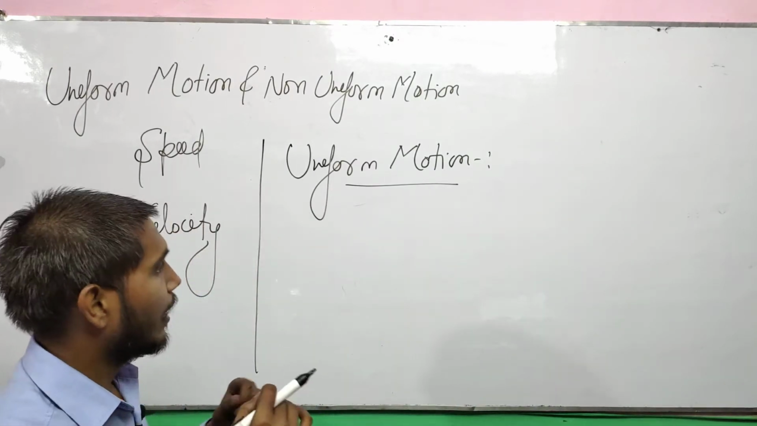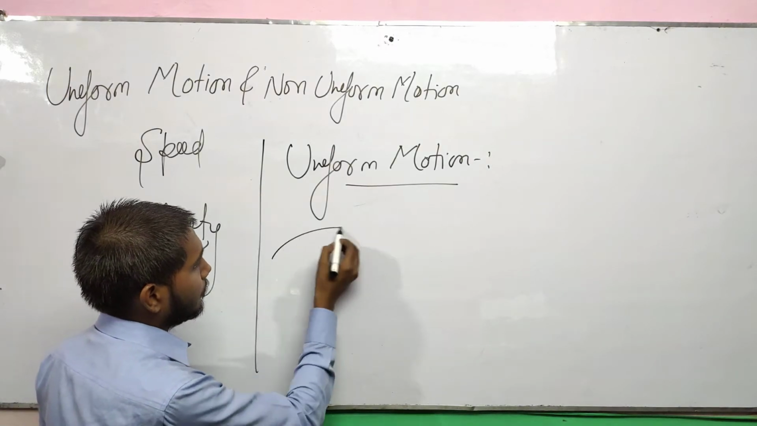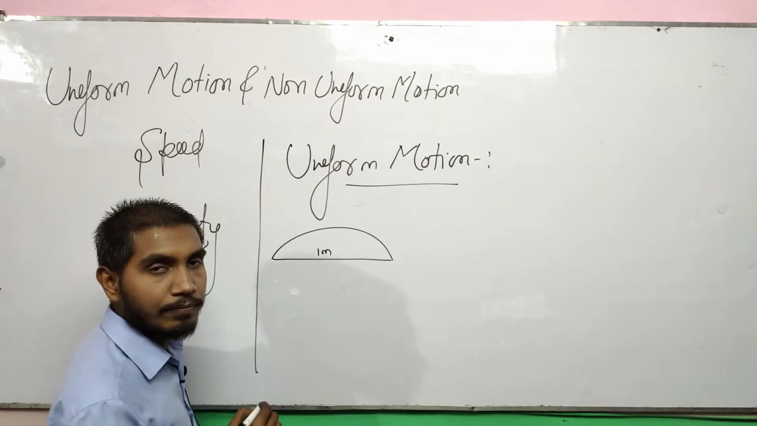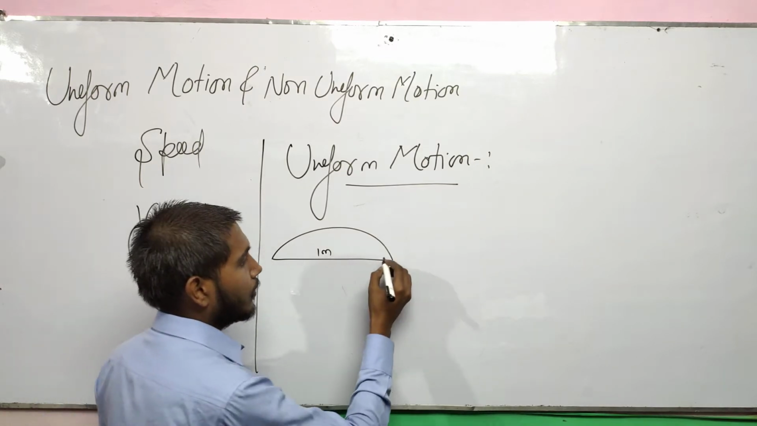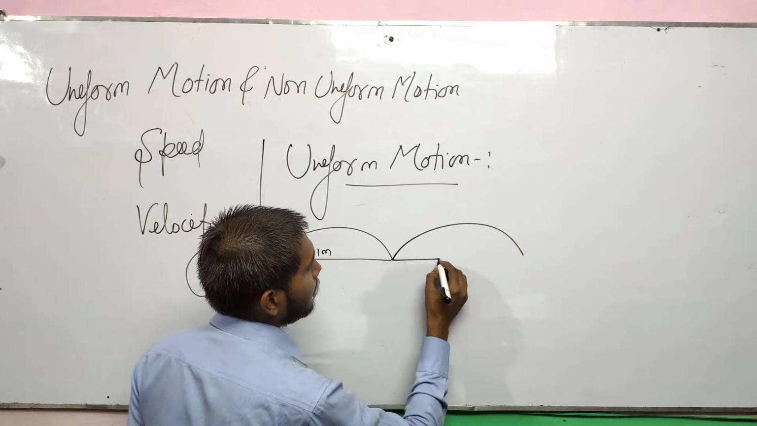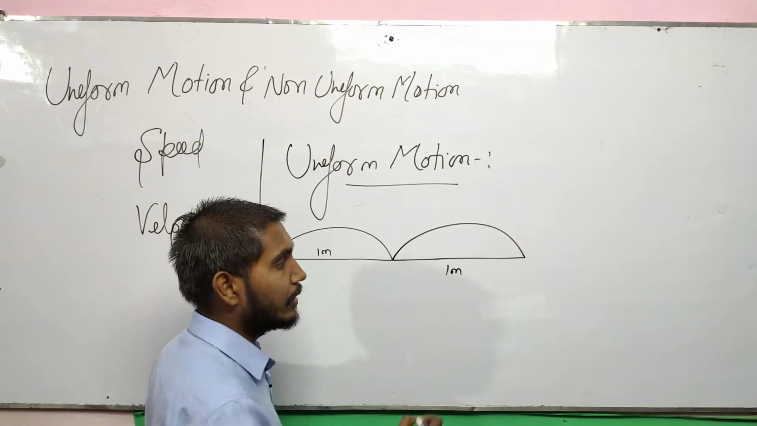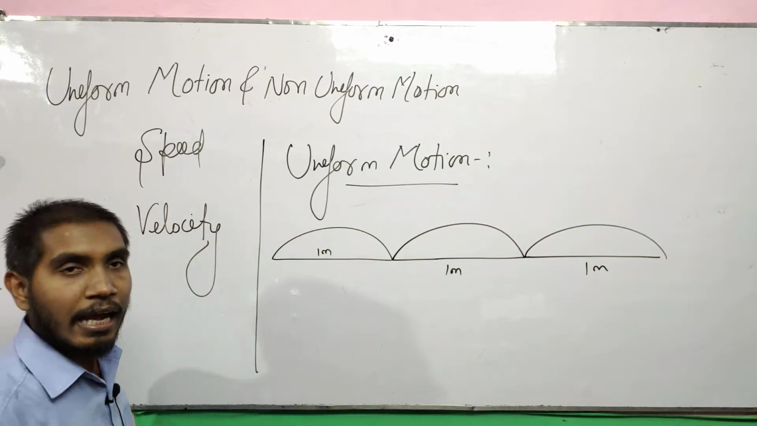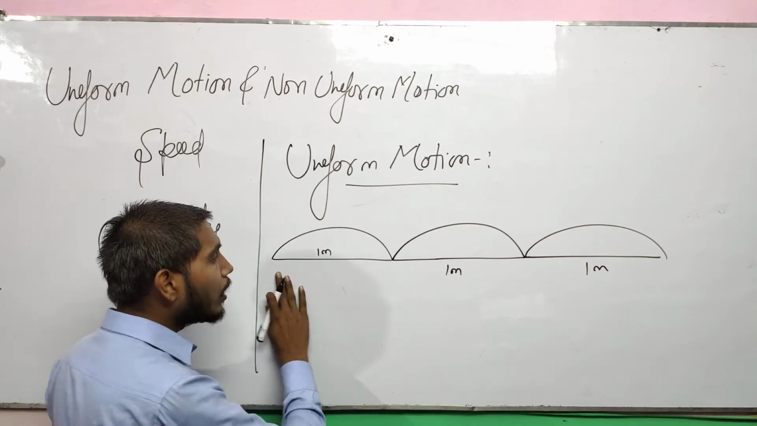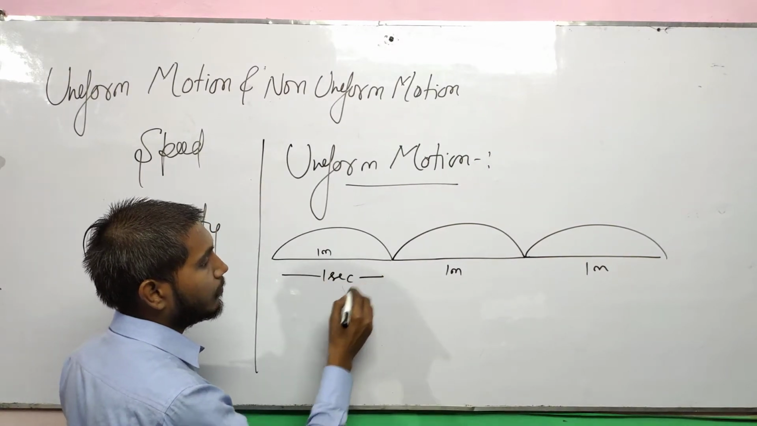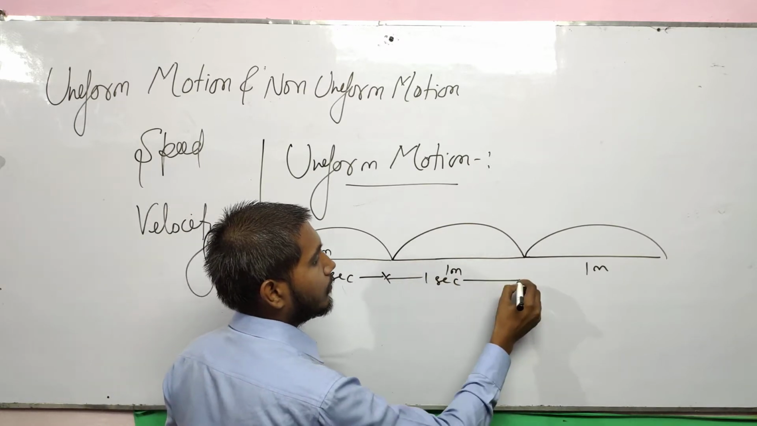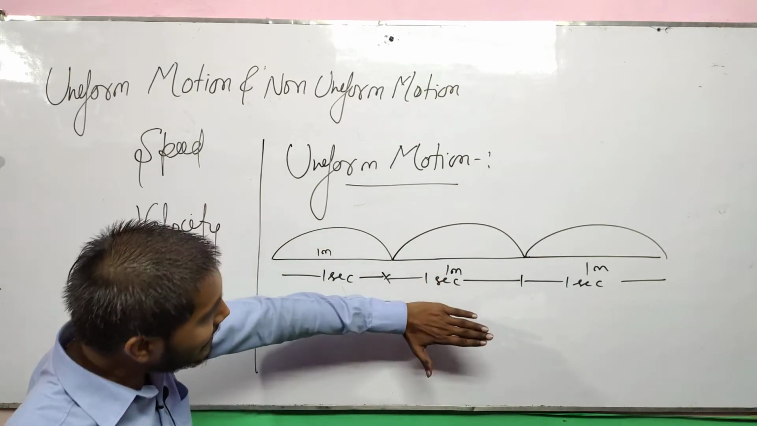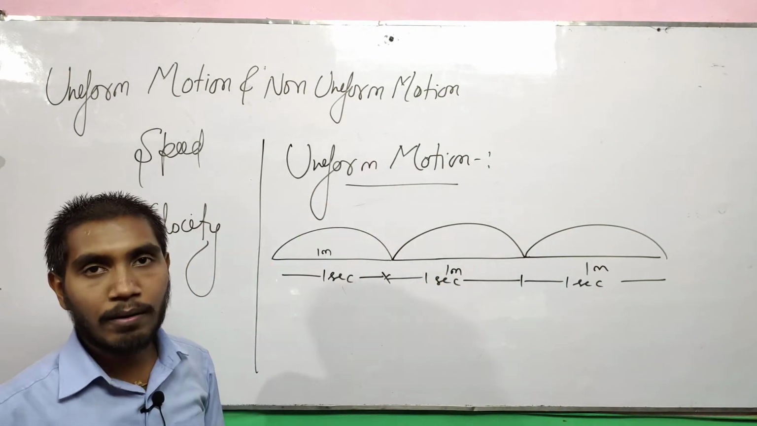Now understood here. Let this distance be 1 meter. This distance is 1 meter. This distance is 1 meter. And the object covered these distances in 1 second, 1 second, 1 second. This type of motion is called uniform motion.